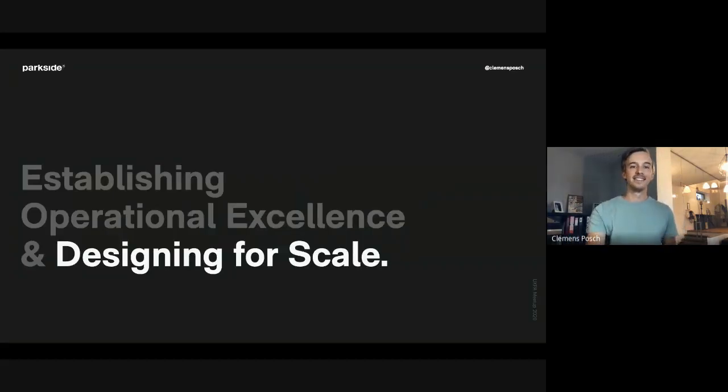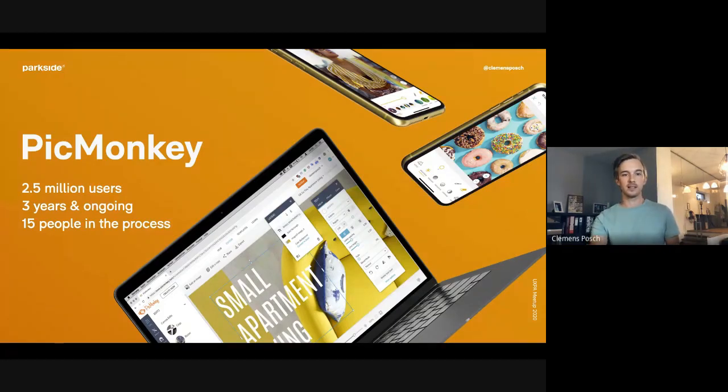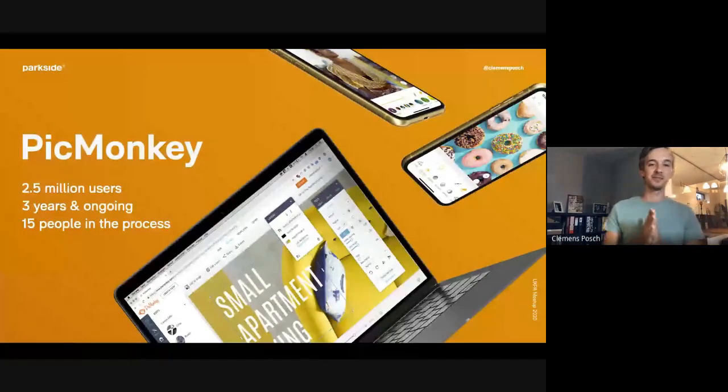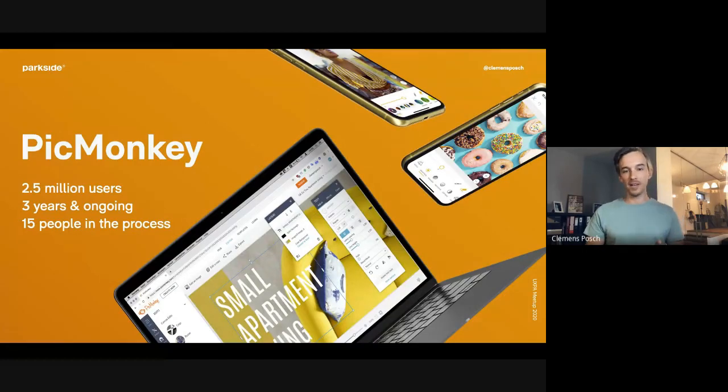Designing for scale. And scale also needs a proper definition and has a different meaning for everybody. So I just want to show you what scale currently means for us at Parkside. This is PicMonkey. PicMonkey is a Seattle-based client, which is basically an online image editing tool. It's pretty powerful. Go check it out. And our engineering team helped move its 2.5 million user base from old Flash technologies to new ones. In this case, we have an ongoing relationship with them where, over the course of 3 years and ongoing, I think over 15 people participated in the process at any given point, with the Parkside engineering team as the driver, which is frankly amazing.